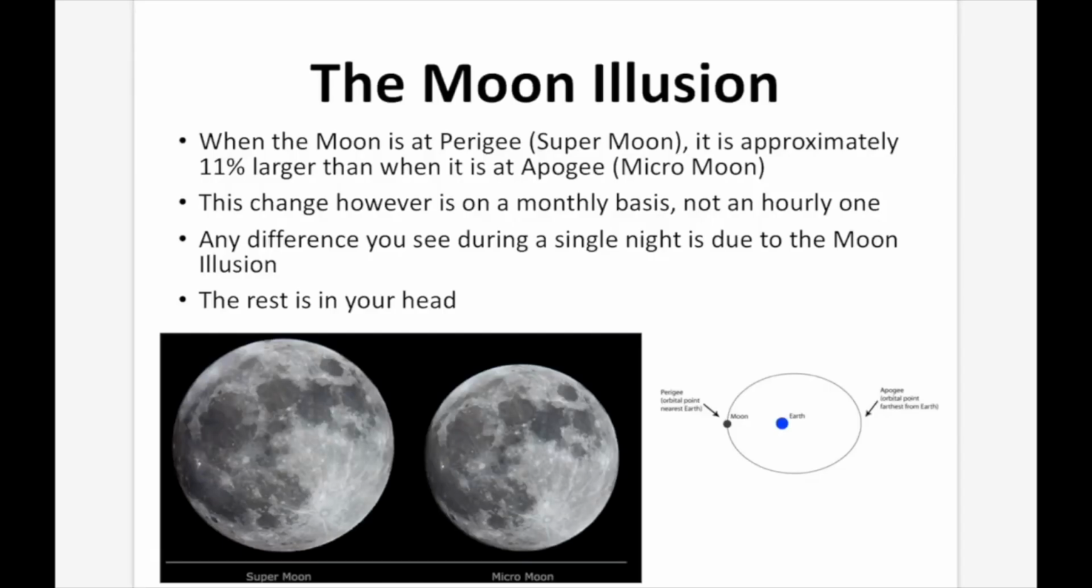Now there are times when the moon is slightly bigger, and that's when it's at its perigee. Remember we talked about that earlier? The perigee is when the moon is closer, and the apogee is when the moon is farther away. When it's at its perigee, we call that the supermoon, and it's approximately 11% larger than when it's at its apogee. And the reason it's smaller when it's at its apogee is that it's farther away.